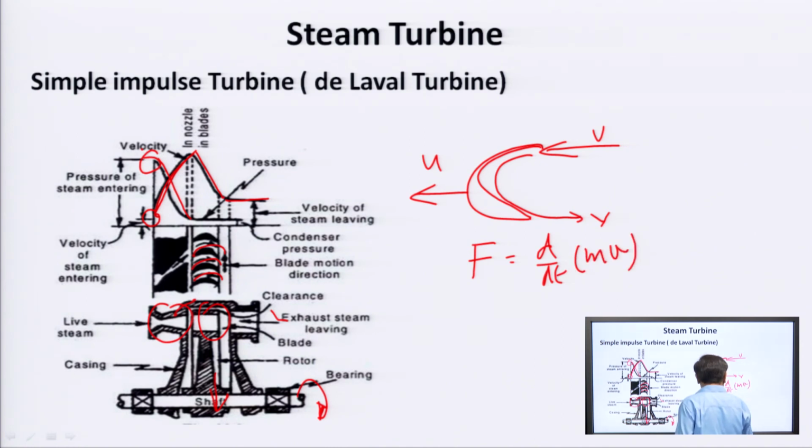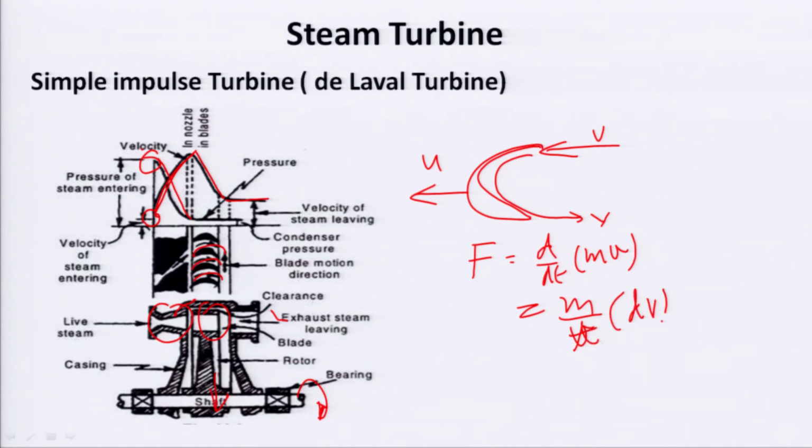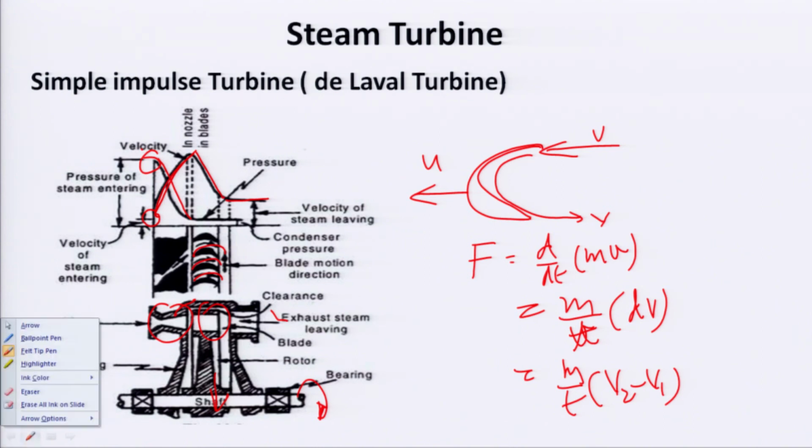or we can write it as m by t, sorry, not the v, m by t times dv. So, this will be the mass flow rate times v2 minus v1. This is the force that is going to be there, and this force we can find out here.